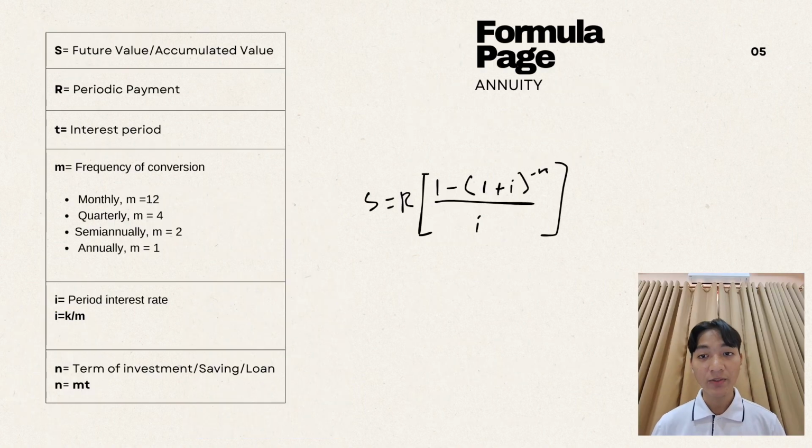To calculate the amount of an annuity, we use the formula S equals R, open bracket, 1 minus open bracket, 1 plus i, close bracket, to the power of negative n, divided by i, close bracket.